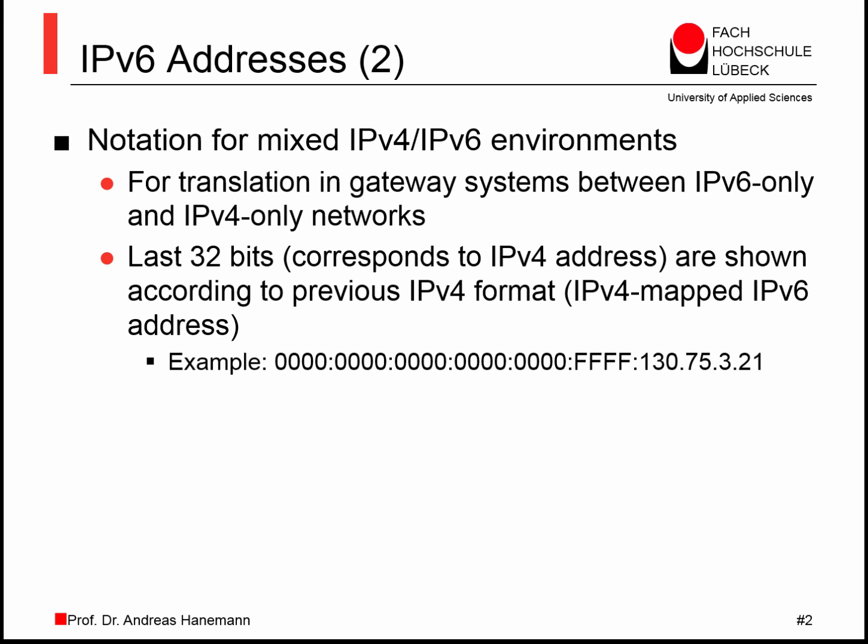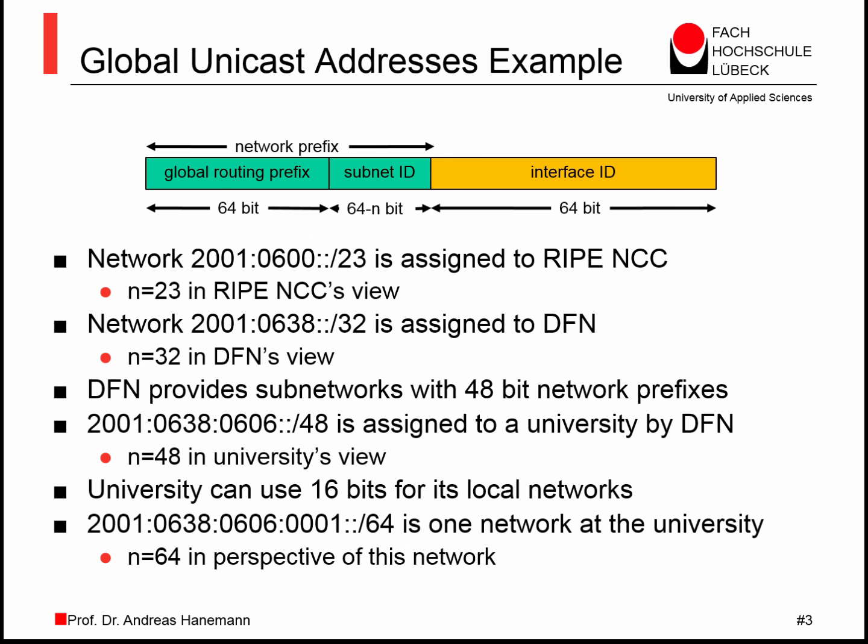For mixed environments where we find both IPv4 only and IPv6 only networks, special representations have been defined. In these addresses, the last 32 bits of the IPv6 address are written in the decimal manner separated by dots, which is usual for IPv4 addresses.